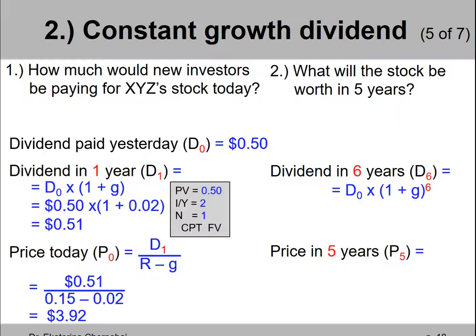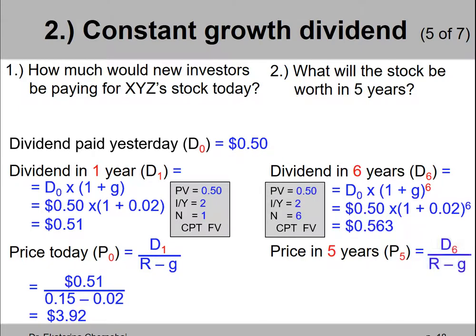To find the price in 5 years, it's the dividend in year 6 divided by R minus G. So notice how this is exactly the same formula that we used in the first question. To find price 0, we need dividend 1. To find price 5, we need dividend 6, right? Plugging in the numbers, we have 0.563 of a dollar divided by the difference between 0.15 and 0.02, which gives $4.33. Okay?